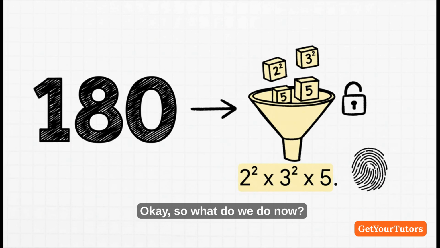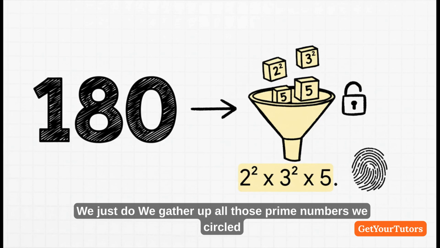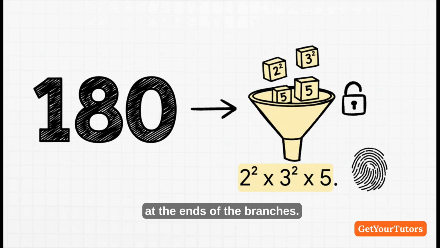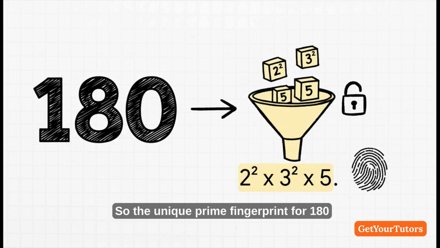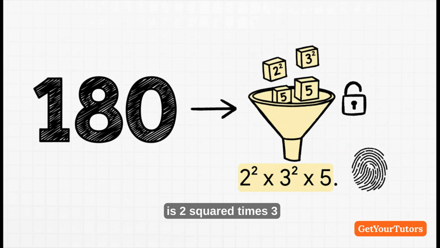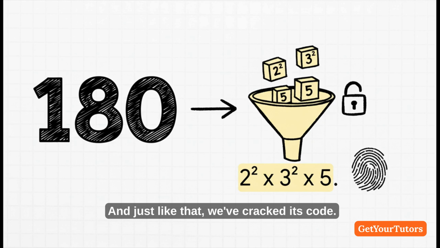Okay, so what do we do now? We just gather up all those prime numbers we circled at the ends of the branches. We write them out using index notation to keep it tidy. So the unique prime fingerprint for 180 is 2 squared times 3 squared times 5. And just like that, we've cracked its code.